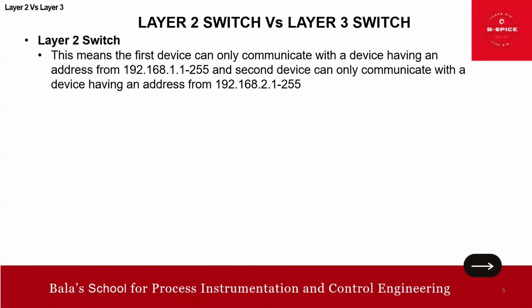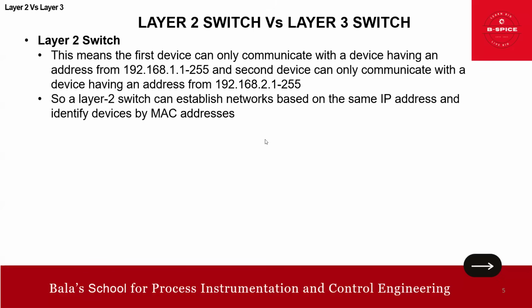So this means that the first device can communicate with devices having an address range from 192.168.1.1 to 255, and the second device can communicate only with devices having an address range from 192.168.2.1 to 255.